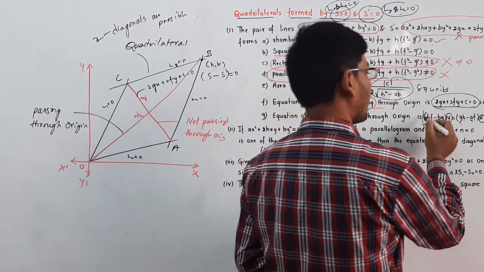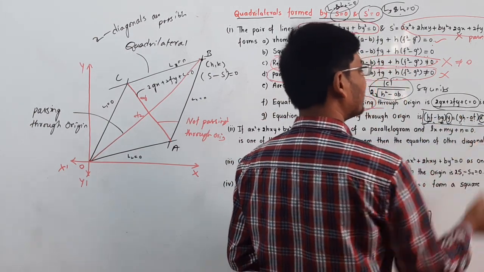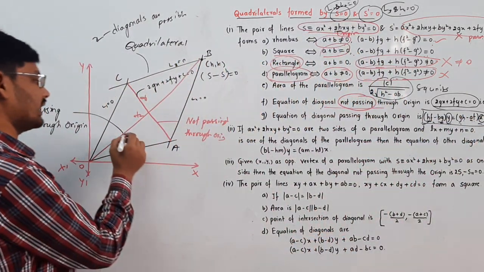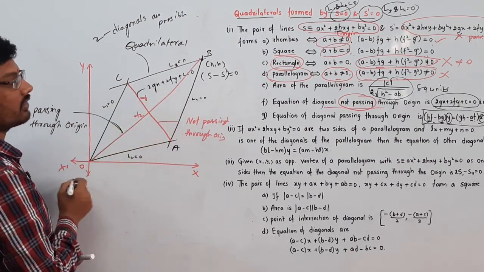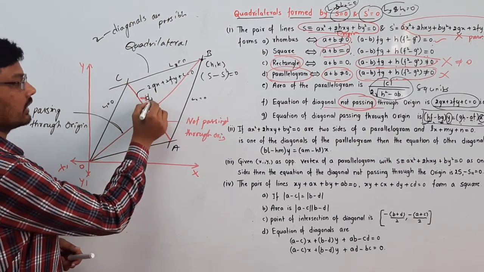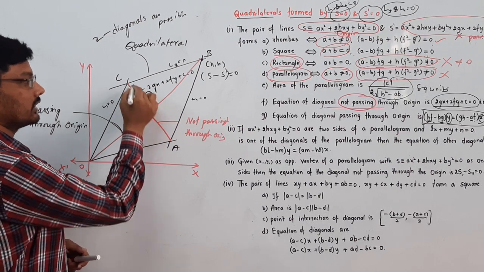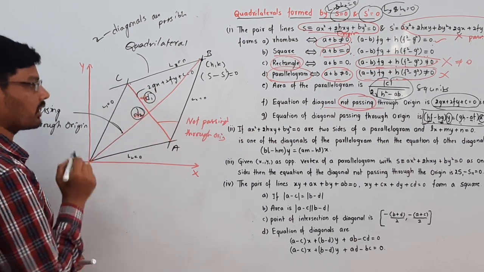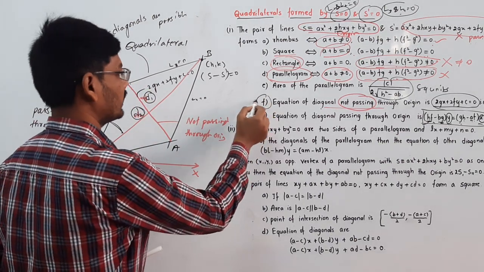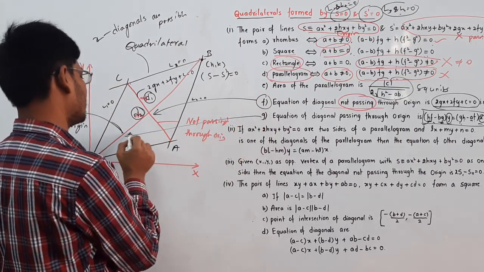You can substitute all the values in this expression, and we will get a straight line. That straight line is the equation of the diagonal. This is d1 and this is d2 here. This one is not passing through the origin, this one is passing through here. This is the f condition, and this one is the g condition here.